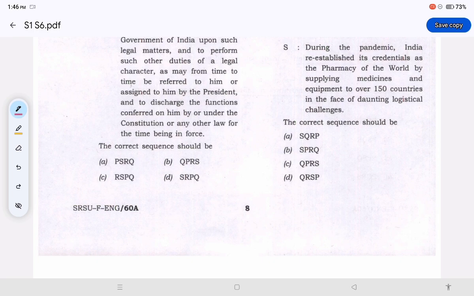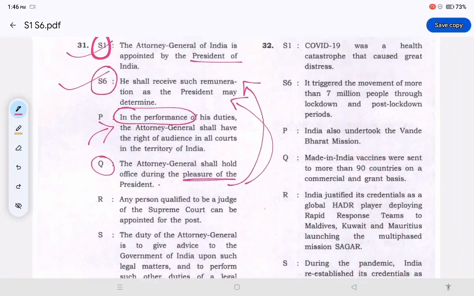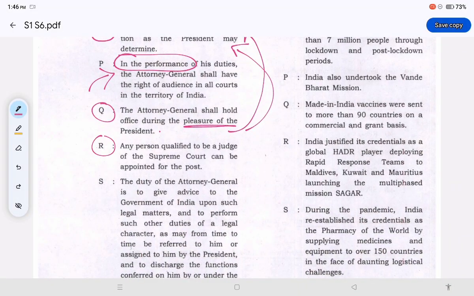Now you see, this is the thing. There are 3 options with Q at the end. So high stakes, chances are there that it ends with Q. Fine, there are chances. Now we will read R.